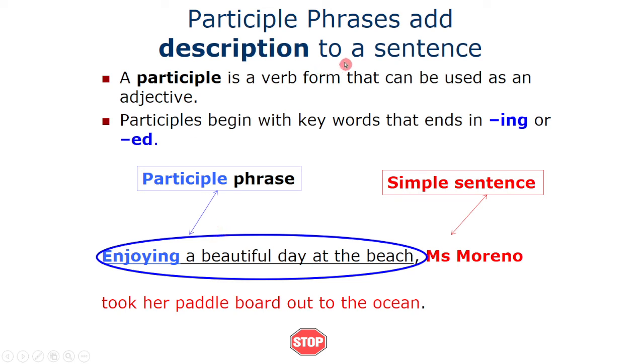Next, we talk about the participle phrase. A participle is a verb form that can be used as an adjective. Participles begin with the keyword ending in -ing or -ed. Participle phrase, simple sentence. Enjoying a beautiful day at the beach is a participle phrase. Miss Morono took her paddle board out to the ocean. So it's a simple sentence.